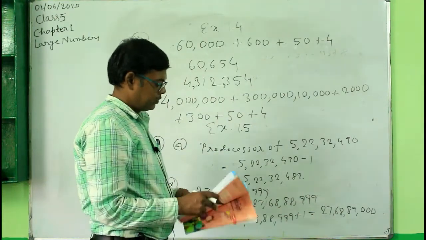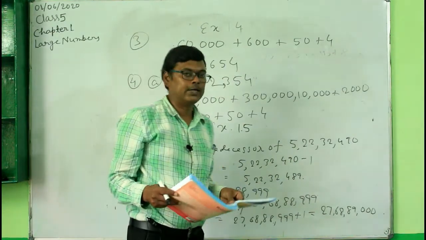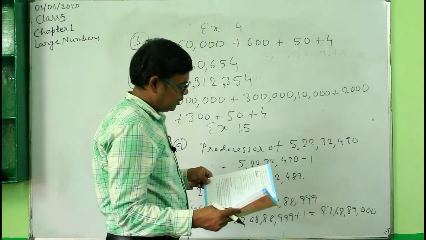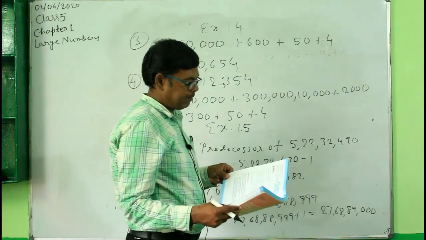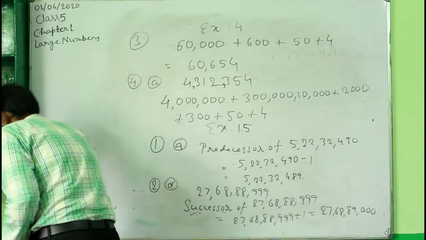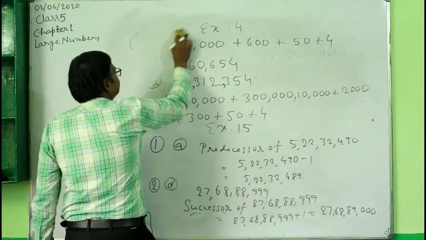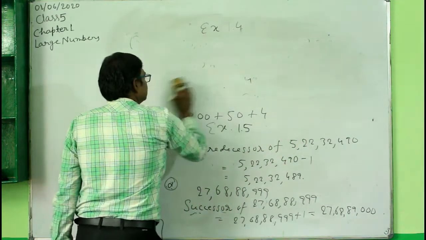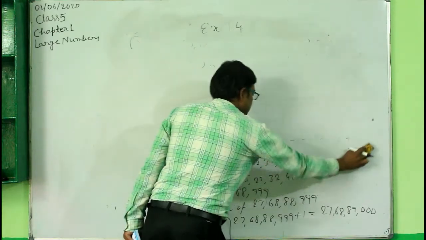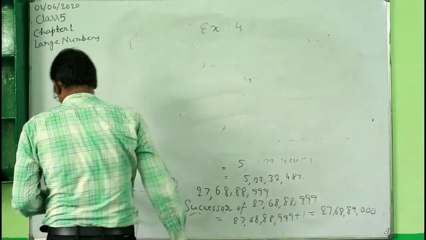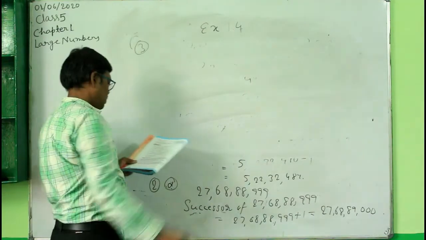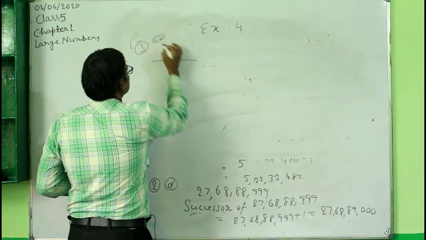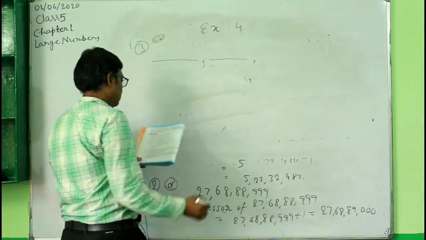Okay, so this is the end of this chapter. This is very easy. Just find the successors and the predecessors. There is one more question here: fill in the blanks by looking at the patterns. By looking at the patterns, you can fill up the gaps. Question number 3 has gaps, like blanks.